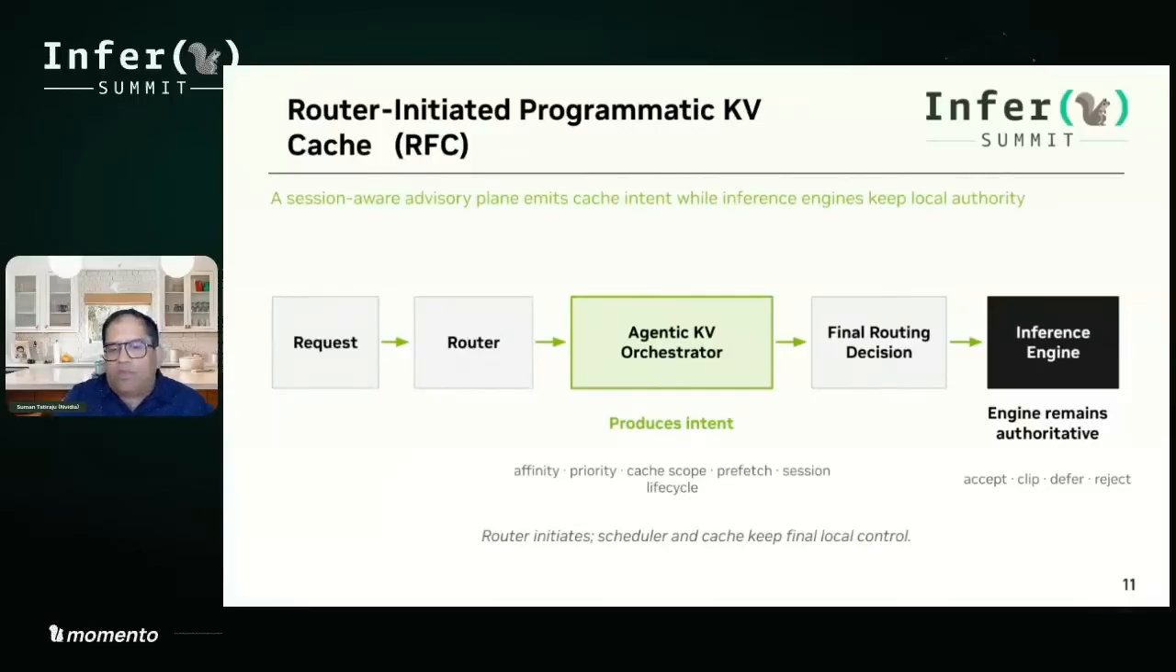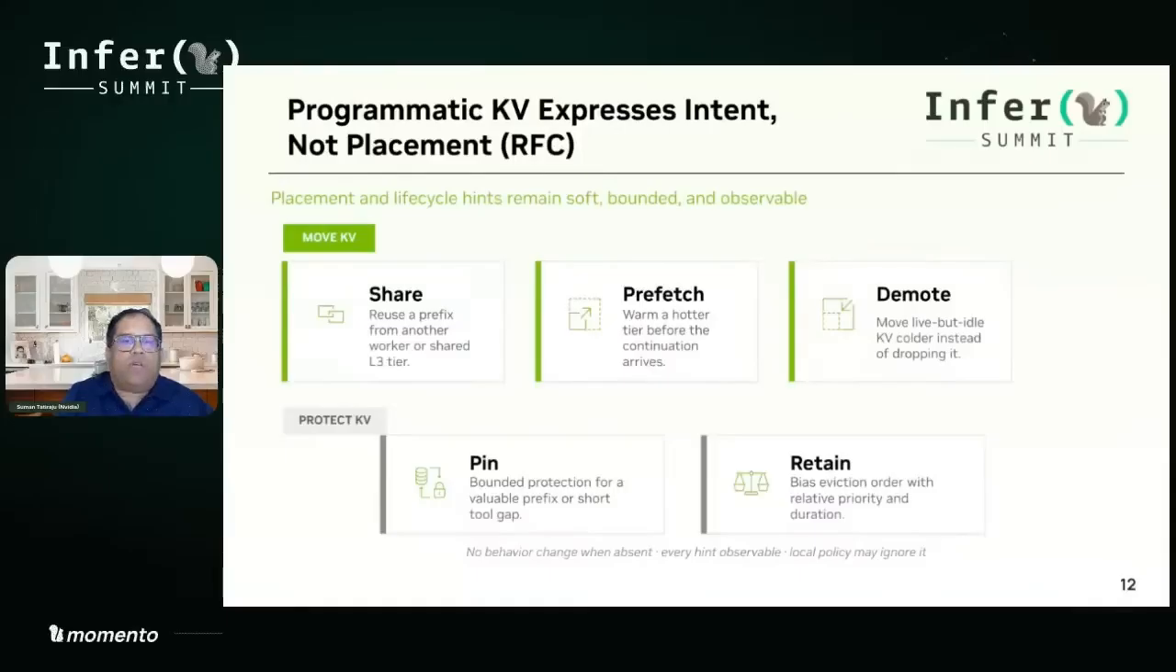The final control of scheduling and caching at the end always lies with the inference engines, and they continue to remain authoritative. We are adding layers on top of that to provide these hints given the structure that we can exploit. This is the one that I was talking about.